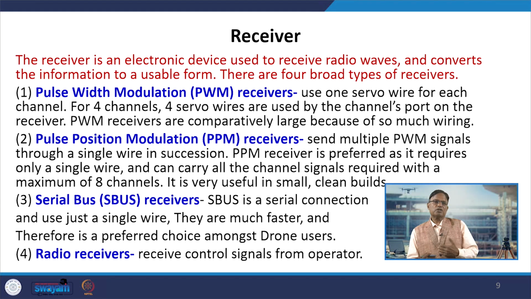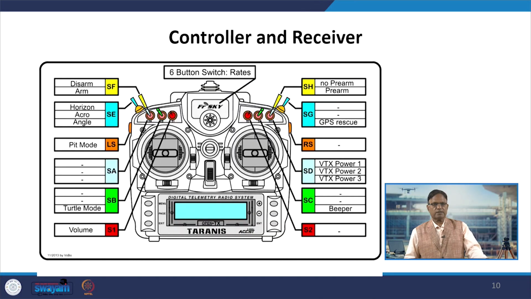Then we have a receiver. So, the transmitter and receiver are combined together. The receiver is also an electronic device used to receive radio waves and convert this information into a usable form. There are 4 broad types of receivers: pulse width modulation receivers, pulse position modulation receivers, serial bus receivers, and radio receivers. Depending upon the utility, depending upon its use, we employ that receiver. So, that is how a controller and the receiver will look.